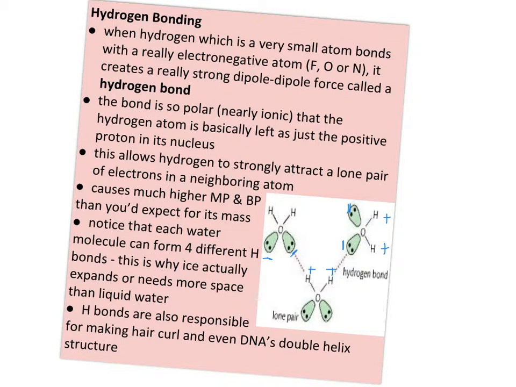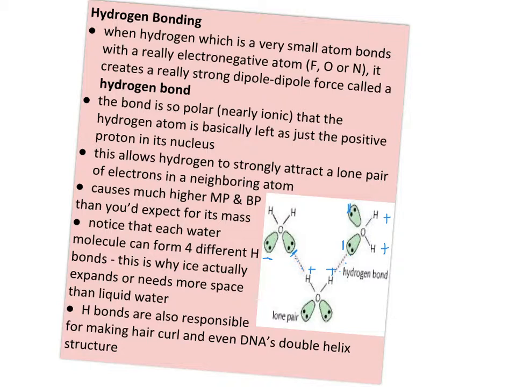So it's almost like having an ionic lattice here. And the attraction between neighboring atoms, which is shown with these dotted lines here, is nearly as strong as the intramolecular force. So it allows hydrogen to strongly attract a lone pair from the neighboring oxygen. It causes a much higher melting point and boiling point than you would expect for its mass. For example, water freezes much colder than most covalent substances, and it boils much higher.